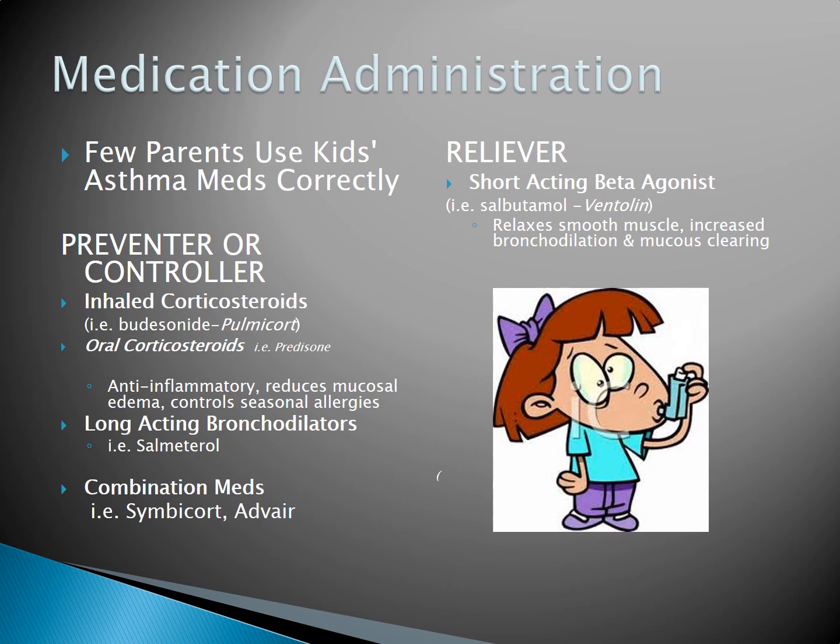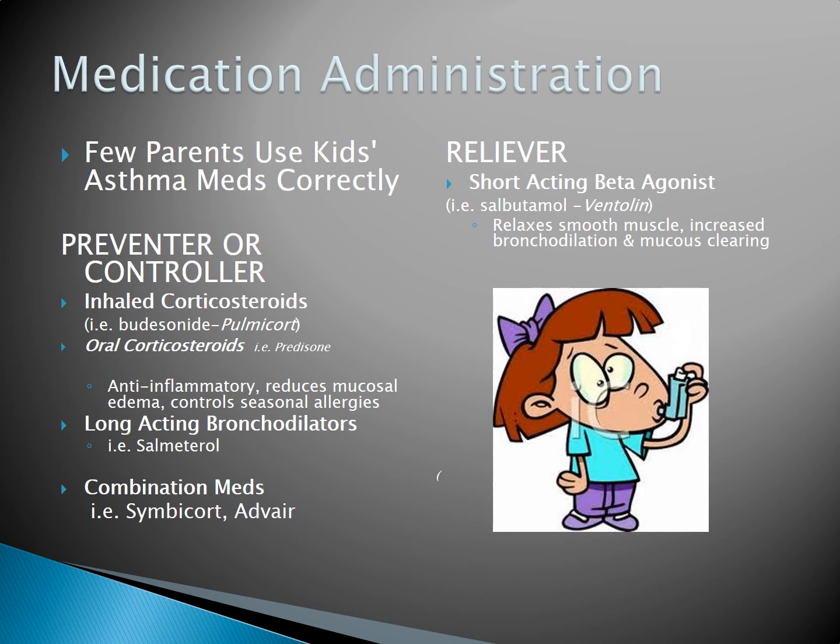Let's talk a little bit about medication administration. So what we know from the research is that few parents use kids' asthma meds correctly. There's typically about a 10-step process from the minute you pull out the medication to how you prepare it, to the administration, how long you wait before you give it again, all those kinds of things. And so, it's common for parents to do this incorrectly, and so very common that kids would do it incorrectly as well.